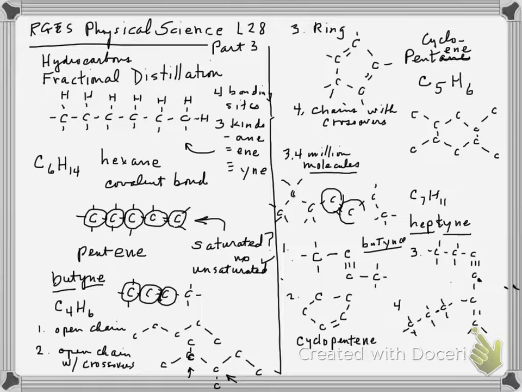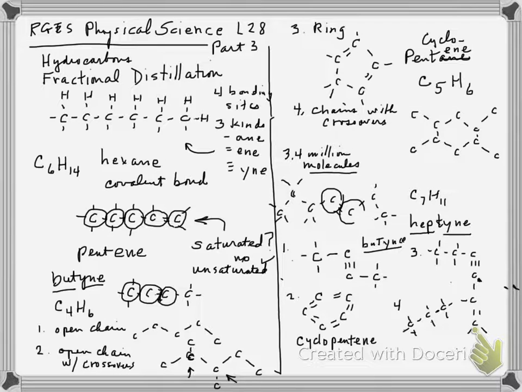So all it needs is 1. It could have 3 or 4 double bonds. It could even look like this. It's still going to be cyclopentene. All it needs is 1 double bond, and it has the ene ending. Let's go to number 3.